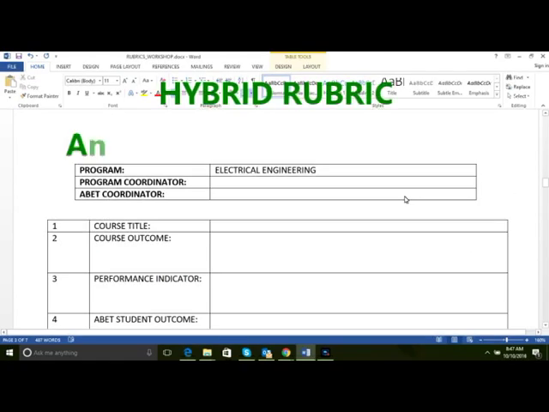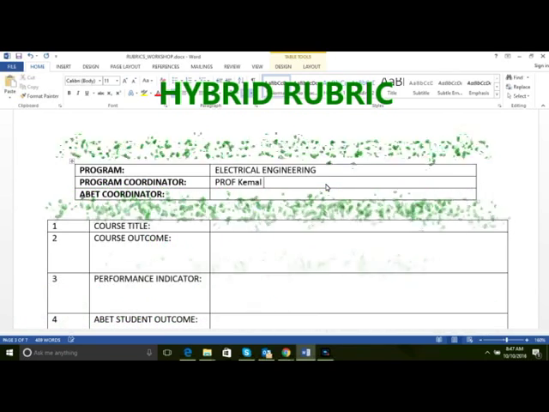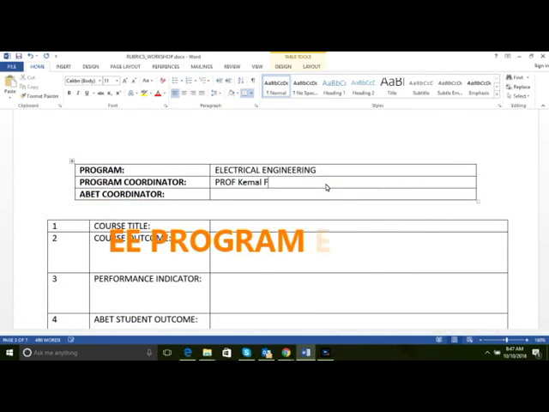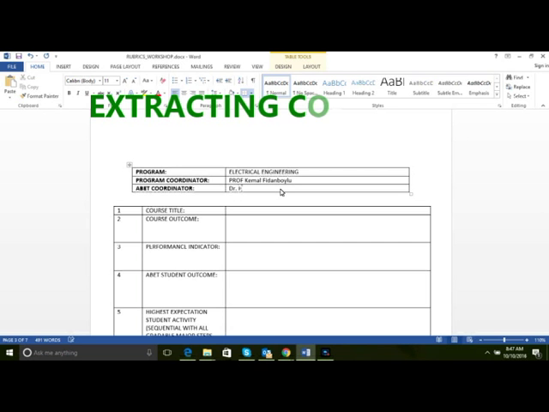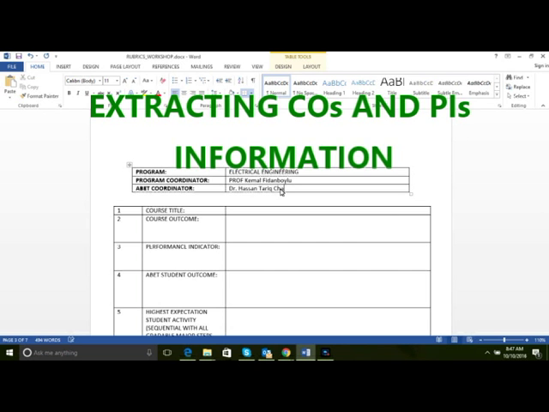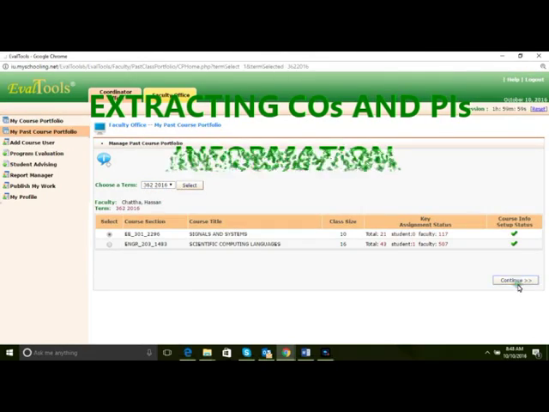An actual workshop example with Faculty of Engineering, Islamic University Civil, Electrical and Mechanical Engineering Program faculty. An electrical engineering example. Program coordinator and EBIT coordinators. Let's extract course outcomes and PI's information from our eval tools course portfolio.